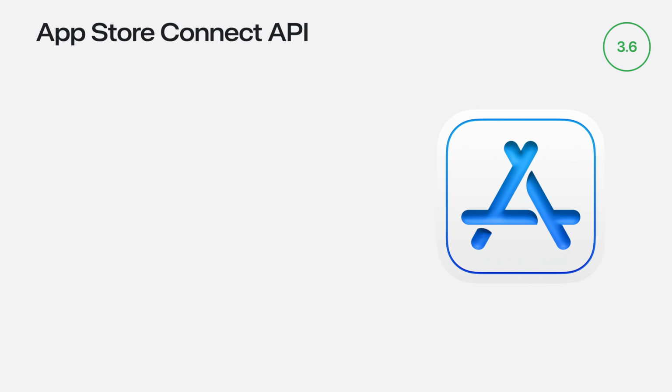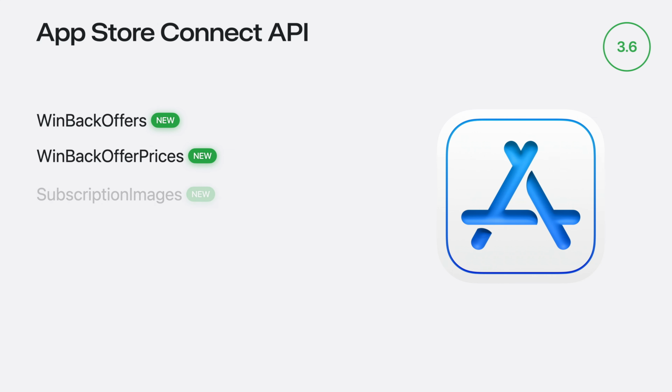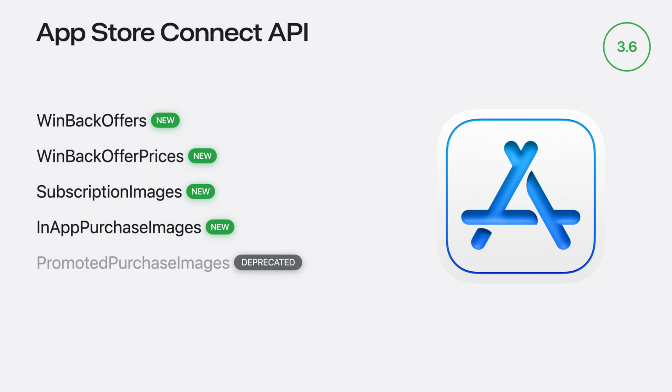App Store Connect API 3.6 provides resources to set up your win-back offers with your own custom flows. The new win-back offer APIs include endpoints that create, read, update, and delete the win-back offer. You can easily manage your offer process using these APIs. We also added 2 new image resources for subscription and in-app purchase. With this, we also deprecated the existing promoted purchase images resource.